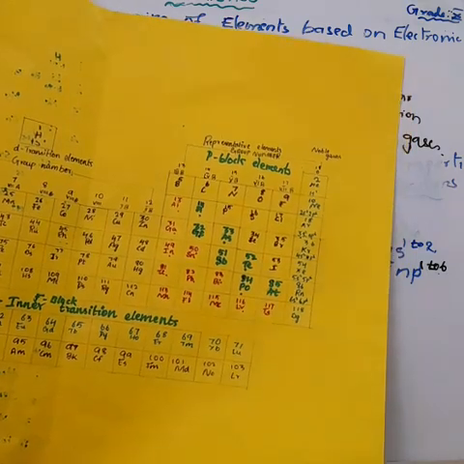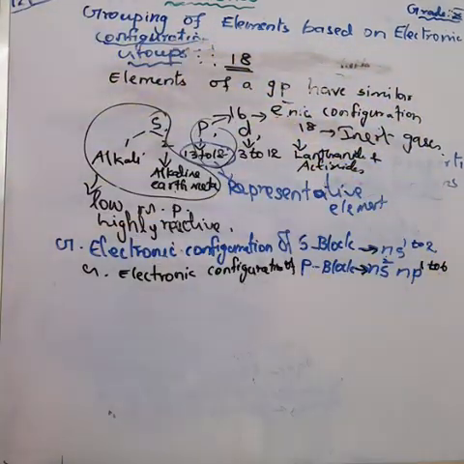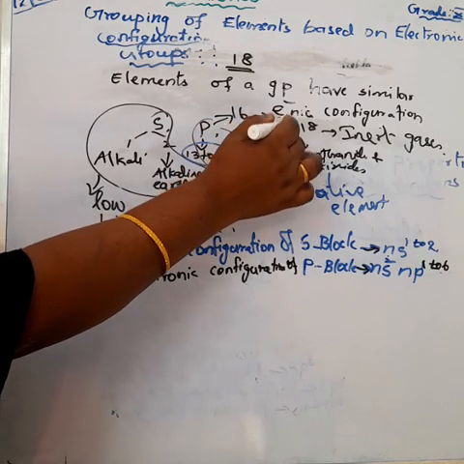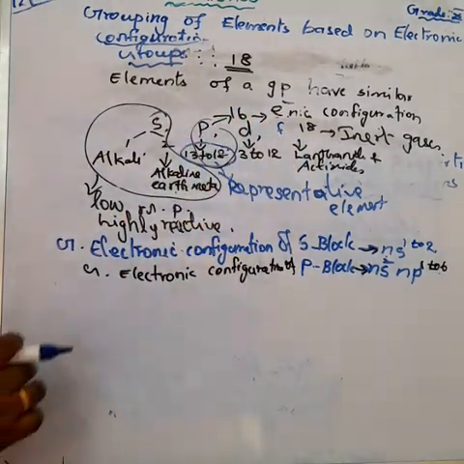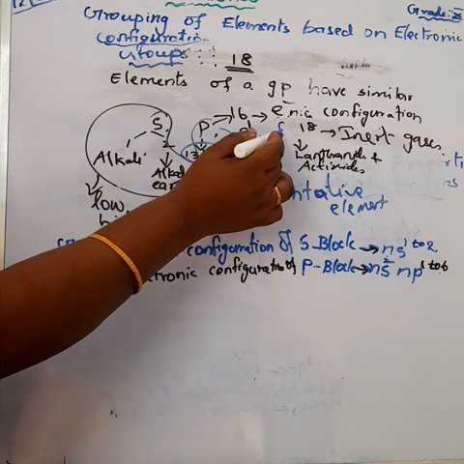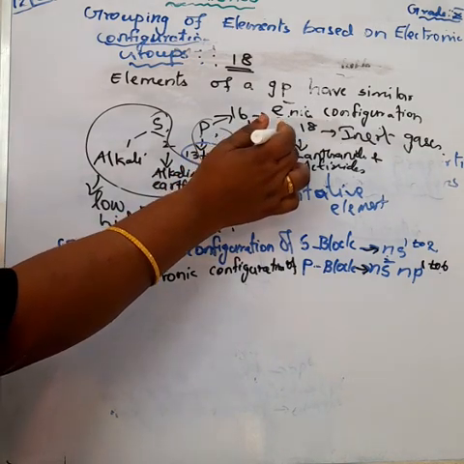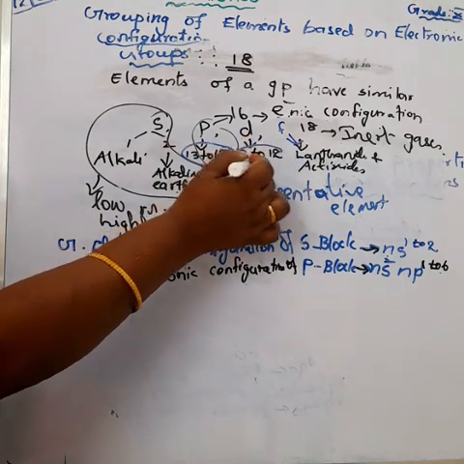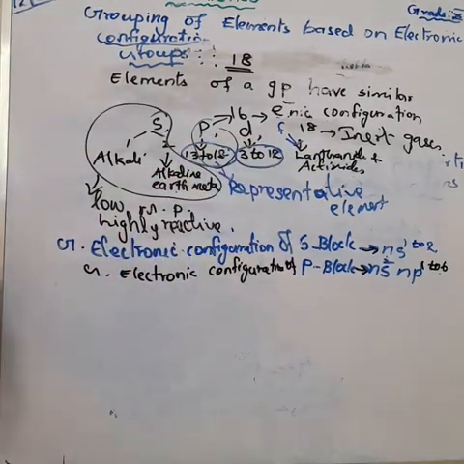Understood? And what about the D block elements? The elements of group 3 to 12 are called the D block elements.